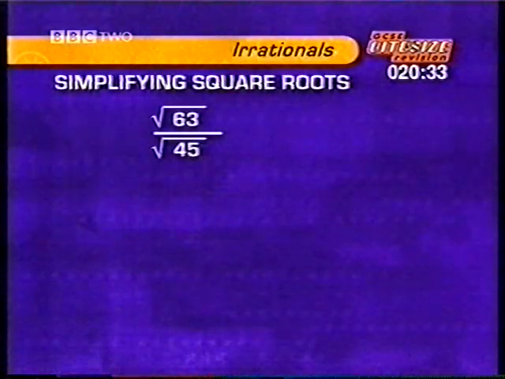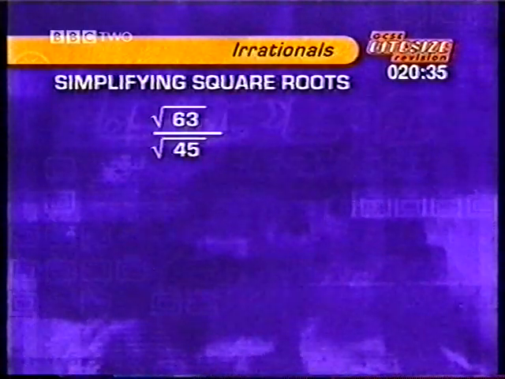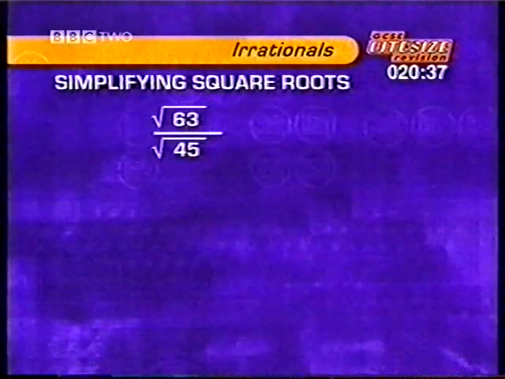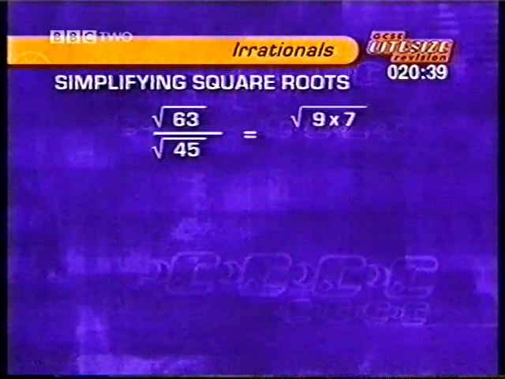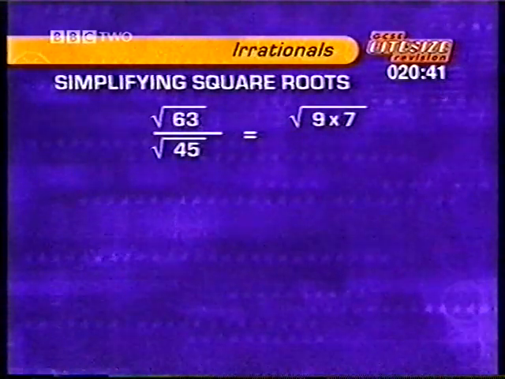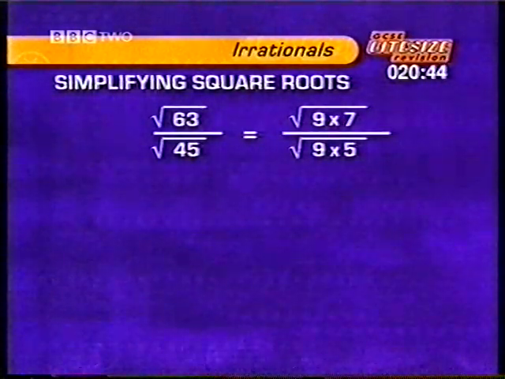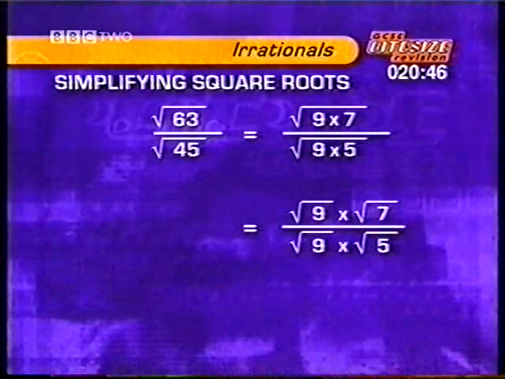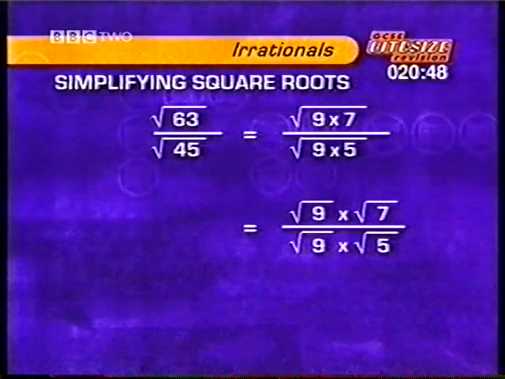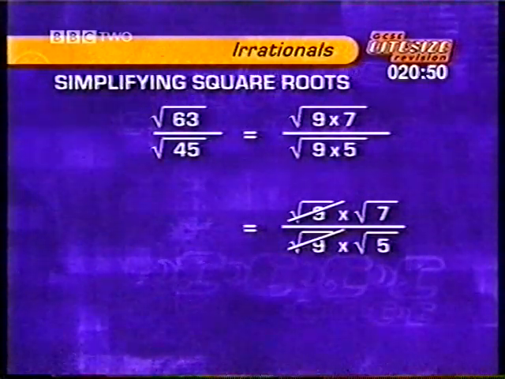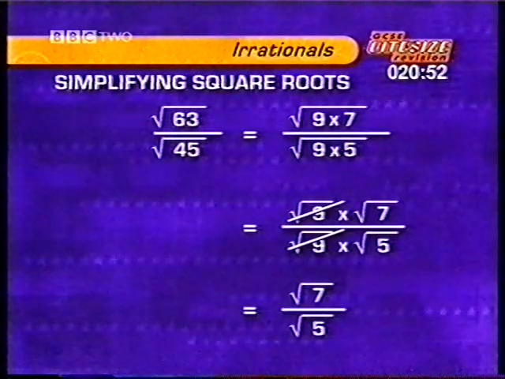This method can help us simplify expressions like root 63 over root 45. Root 63 is root 9 times 7, and root 45 is root 9 times 5. So we have the square root of 9 on the top and bottom of the fraction, so we can cancel them out, leaving root 7 over root 5.